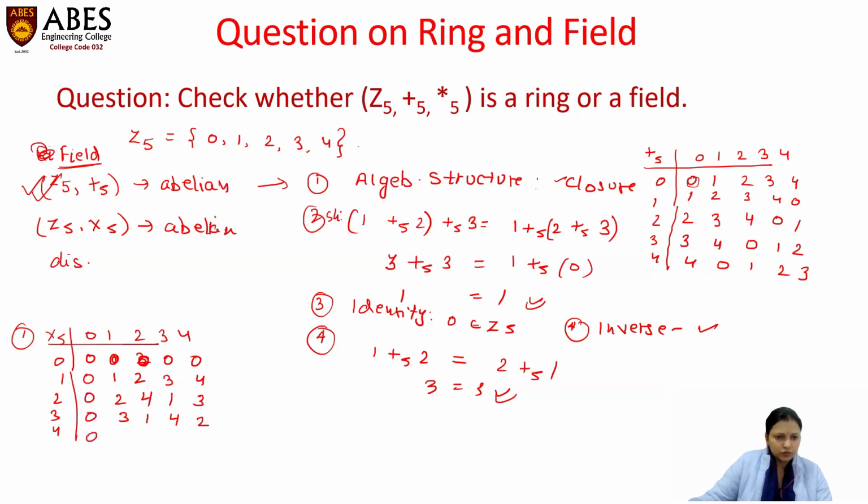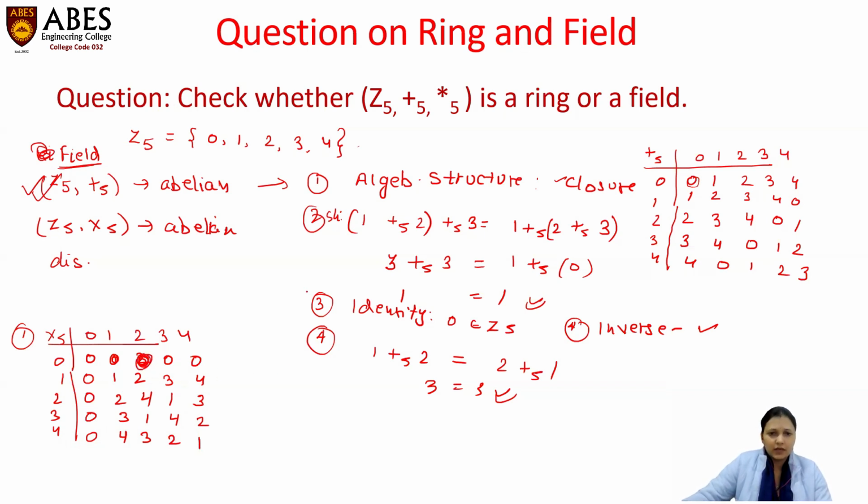4 into 0 is 0. 4 into 1 is 4. 4 into 2 is 8. When we divide it by 5, we get remainder 3. 4 into 4 is 16, which gives remainder 1. So from this table, we can see that the closure property is satisfied.